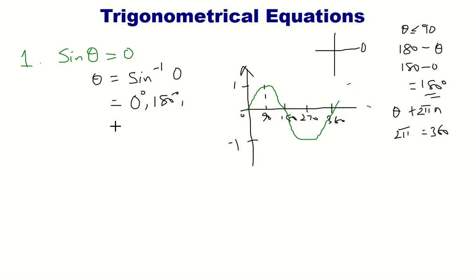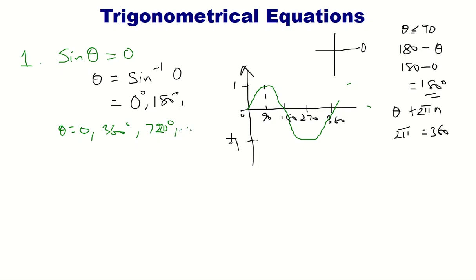So from 0, if theta is 0, we can get many other values of theta. We add 360. What do we get? 360. On 360 again, we add 360, we get 720 degrees, and so on and so forth.